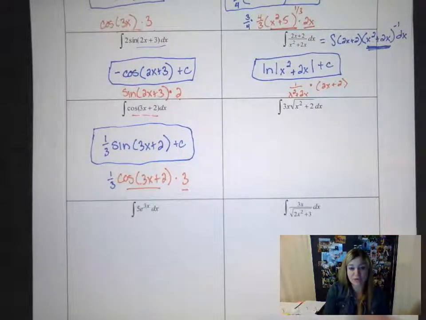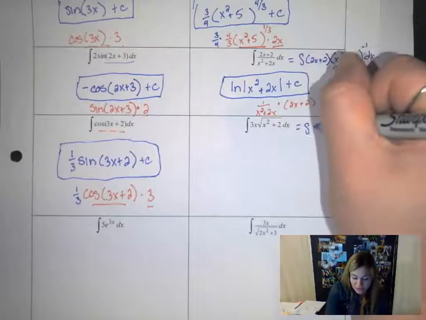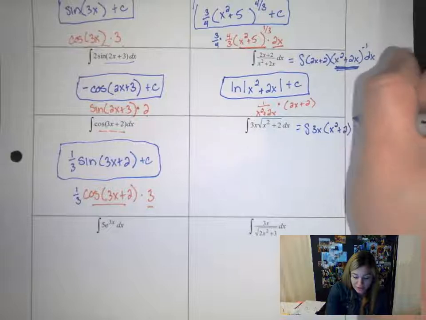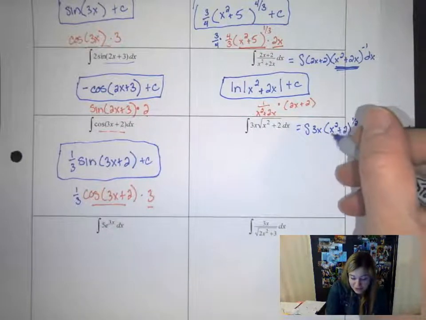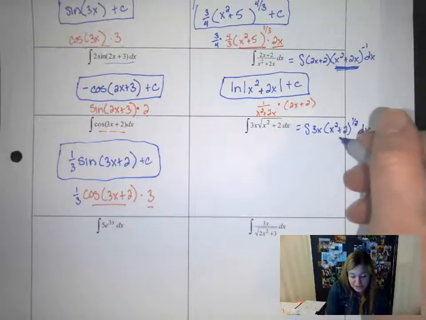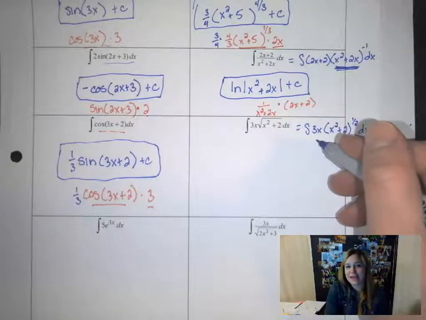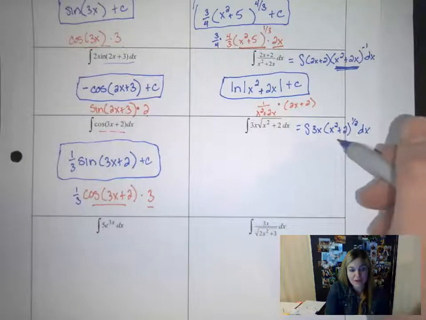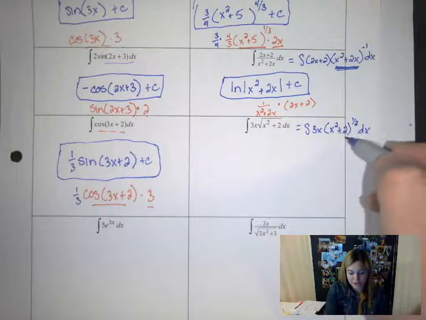In the next one, I would rewrite it. So I've got this integral of 3x times quantity x squared plus 2 to the 1/2 power. The derivative of this inside is 2x, and I've got a 3x out here. As long as the variable has the correct exponent, this has an exponent of 1, whenever I take the derivative, I'm going to just go with it for a little bit because I know I can mess around with the coefficients a little bit.